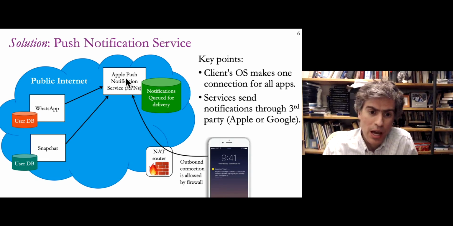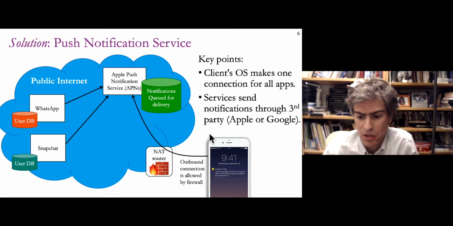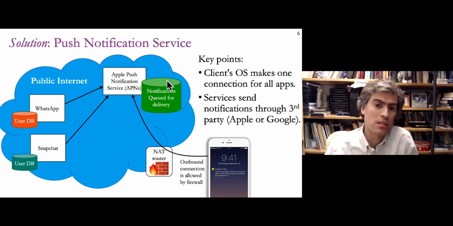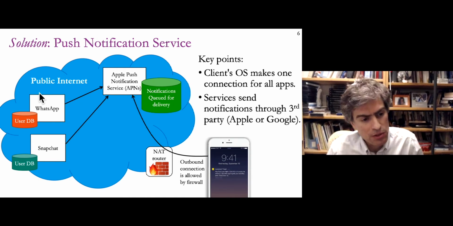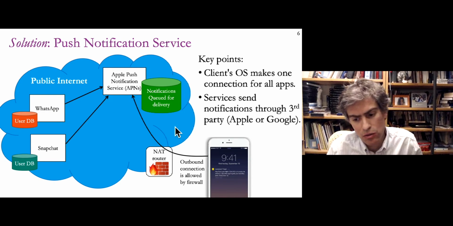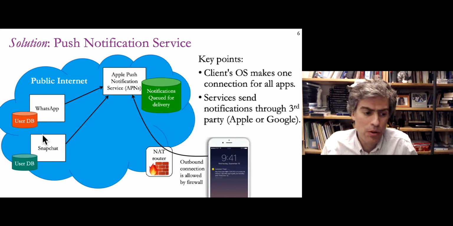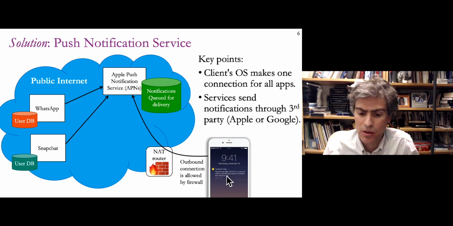In this case, I'm showing the Apple push notification service, with a screenshot of an iPhone. But the same thing exists for Android with the Google Cloud Messaging service. Basically, we have several apps, any number of apps, that want to be able to send requests to clients. For all the reasons I mentioned before, they can't send messages directly to the client. The app might not be running, it's behind a firewall, it has a private IP address, and so on.